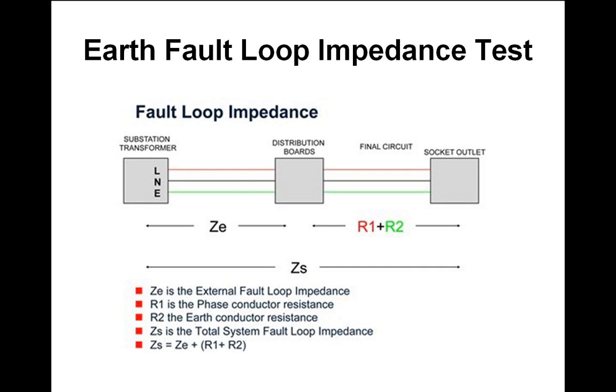So we've got a formula here, and you can see this down here. We've got ZE, which is the external earth fault loop impedance. Impedance is measured in ohms, but the symbol for that is Z. Then we've got a resistance, which is the phase conductor resistance plus earth conductor resistance. You can see this here. And that's just DC standard resistance, so we've dealt with that. And then we've got the total impedance, which is the external earth fault loop impedance plus all the resistances taken together, and that gives us the impedance.